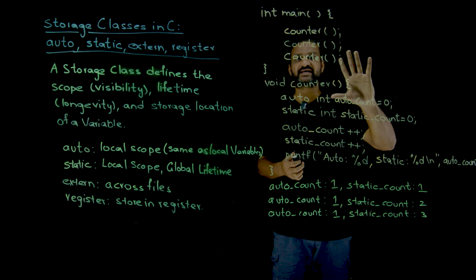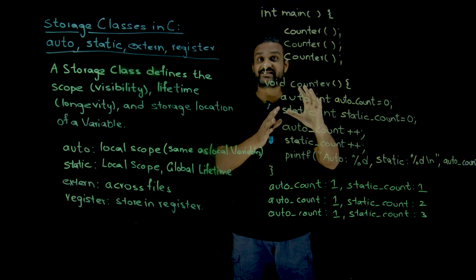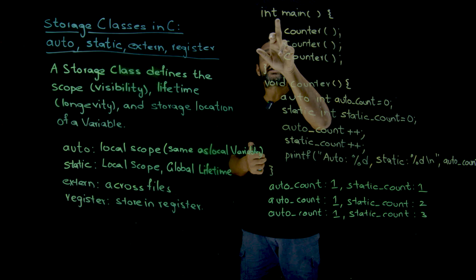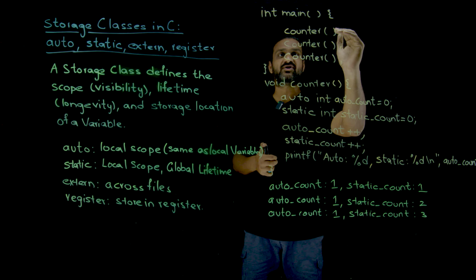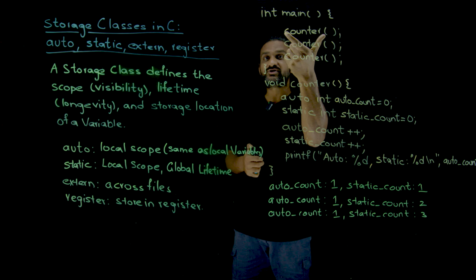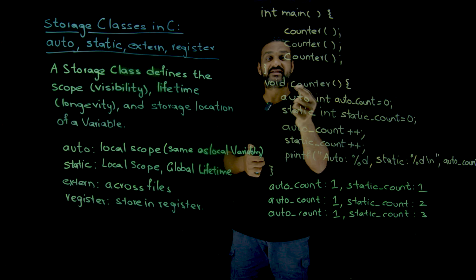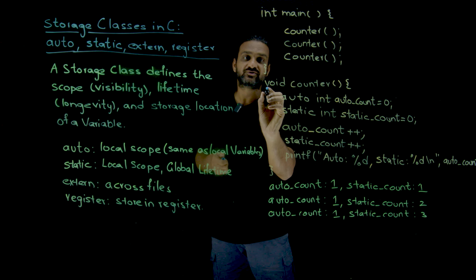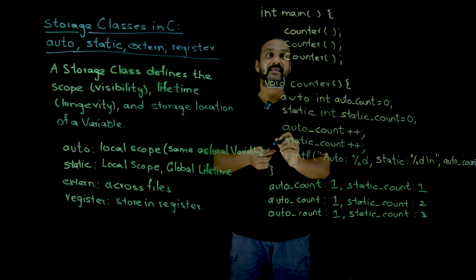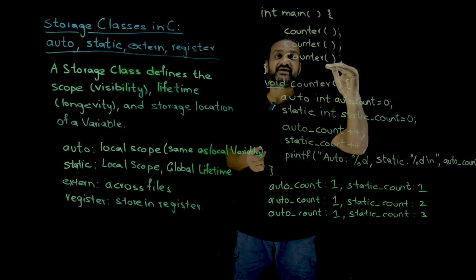A simple example I have taken, but we can easily understand the concept. Here I have taken the main function, and within this main function I have just called a function called counter 3 times, and this counter is not going to return any value, so I have defined it as void, and we are going to call this function 3 times.